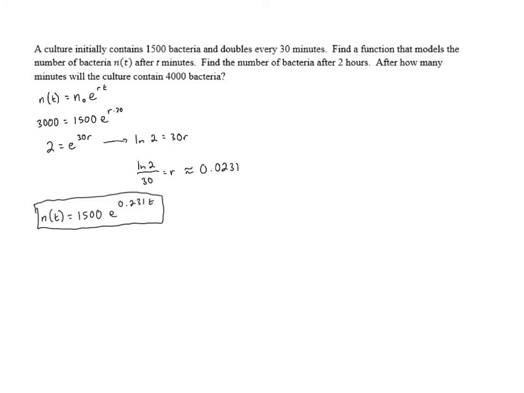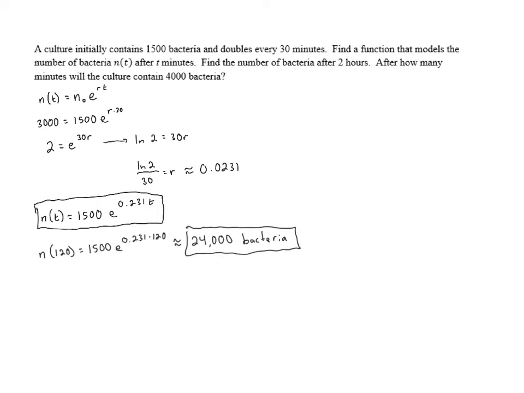Next, we're asked to find the number of bacteria after 2 hours. We know that 2 hours represents 120 minutes, so we just need to evaluate n at 120, which gives us 1,500 times e to the 0.231 times 120 power, which is approximately equal to 24,000 bacteria. So that tells us how many we'll have after 2 hours.